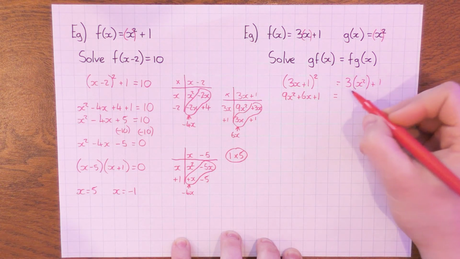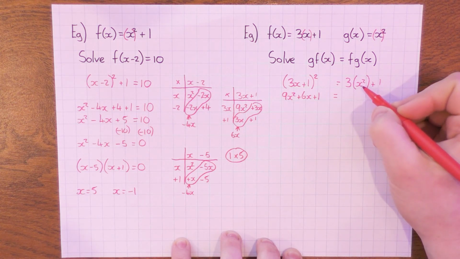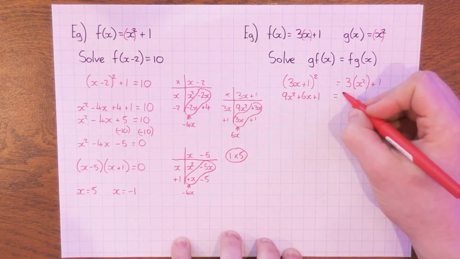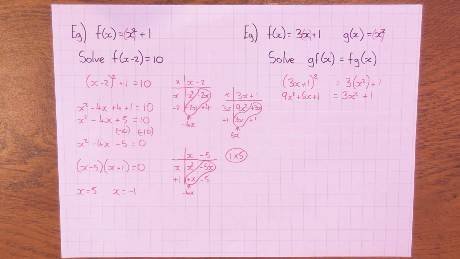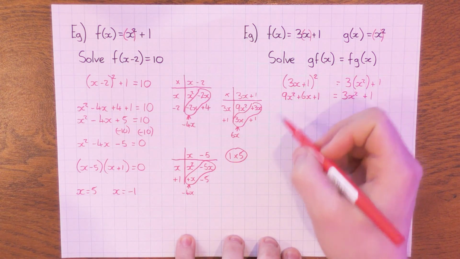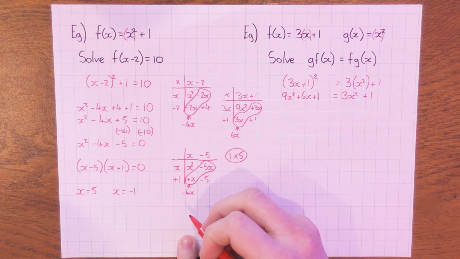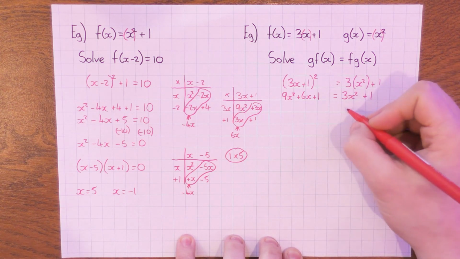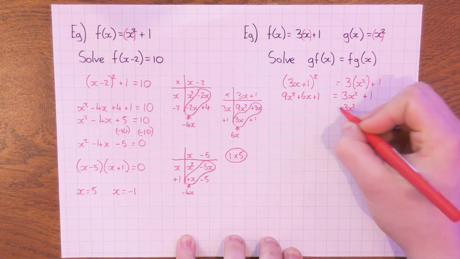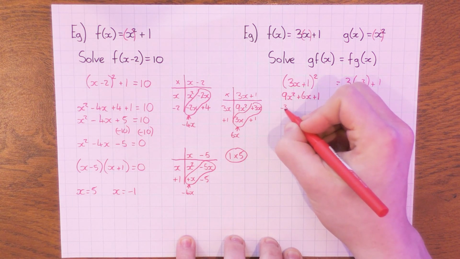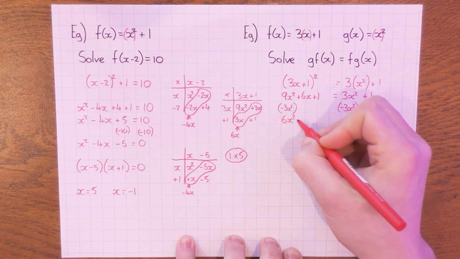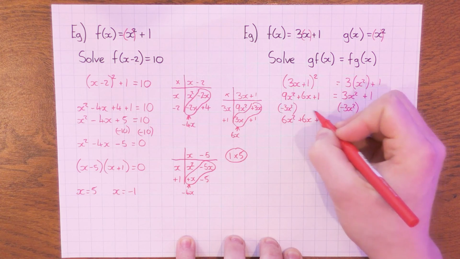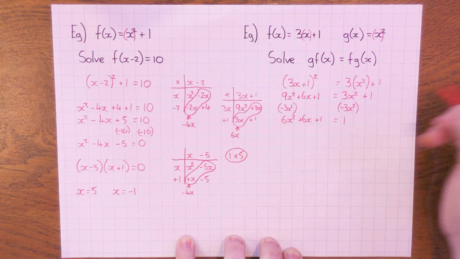And that's going to equal, again, this is just 3, and then in brackets, x squared. So if I expand that just as a single bracket, it's quite simply 3x squared, and then obviously the plus 1 at the end there as well. So what's my next step? Well, I've got 3x squared on this side, 9x squared on this side, so I'm going to take away or get rid of the smallest one. The smallest one is the 3x squared. So I'll take away 3x squared from both sides, which will leave me with 6x squared plus 6x plus 1 on this side, and on this side I'll just be left with 1.